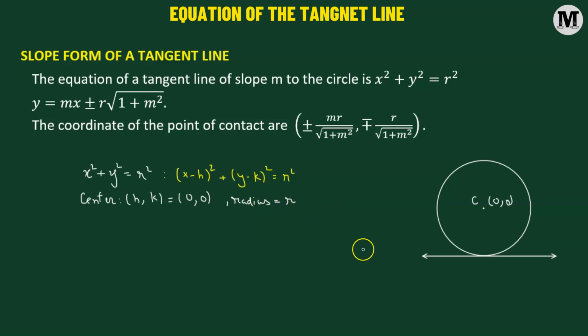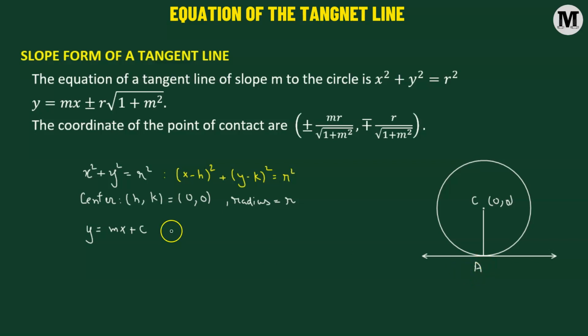Now we'll consider that the equation of the line which touches the circle is given by y equals mx plus c. Here c represents the y-intercept of the line. Now we will drop a perpendicular from the center of the circle to the tangent line, and let's say it meets the tangent line at the point A. Now we can find the distance of the point C from the straight line.